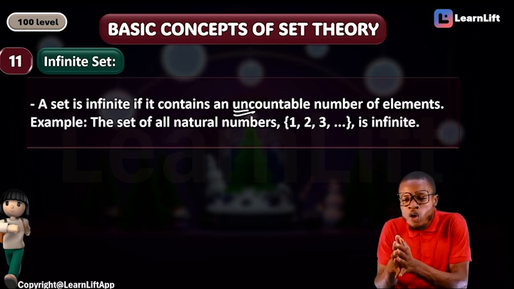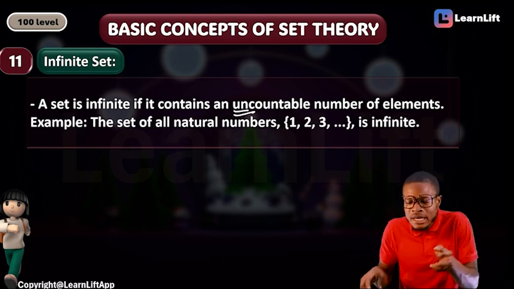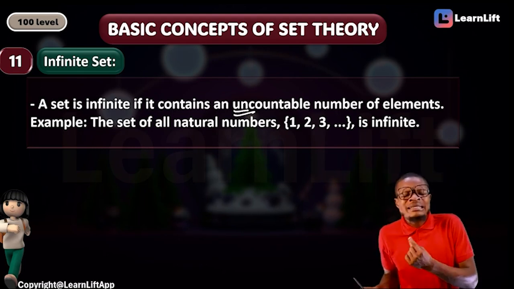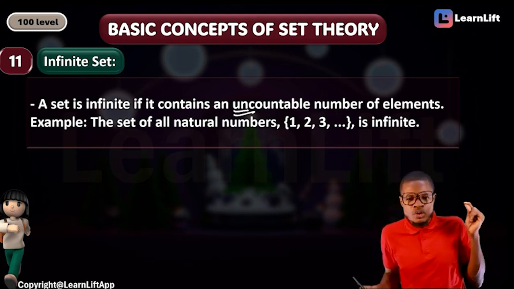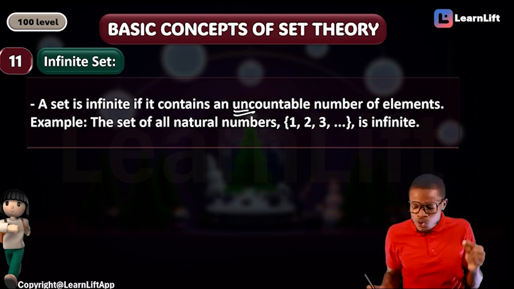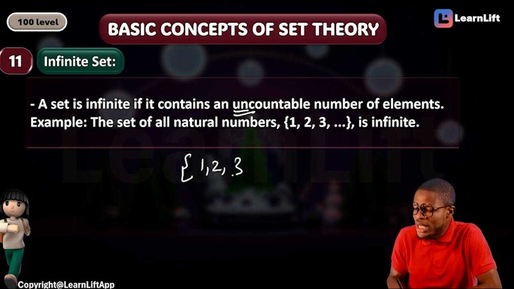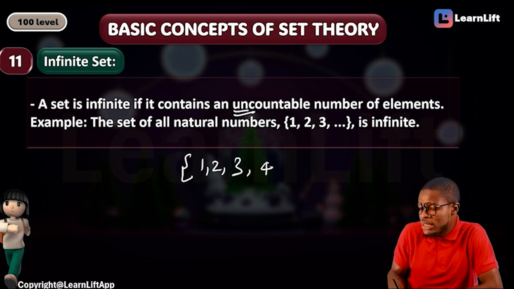For example, the set of all natural numbers. Now, follow me very fast. What are natural numbers? Natural numbers are whole numbers excluding 0. So, in other words, we can say, for example, our set of natural numbers, we have your 1, we have your 2, we have your 3, we have, of course, you can decide to put your 4, 5, 6, 7, 8, 9.